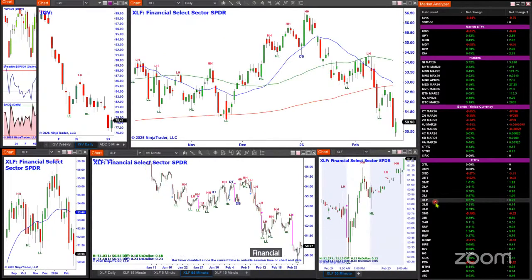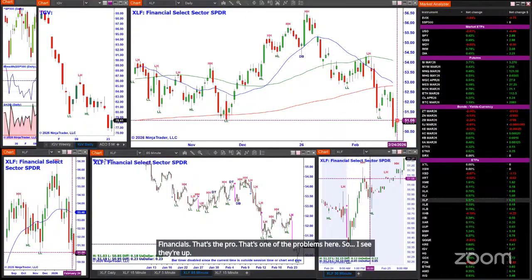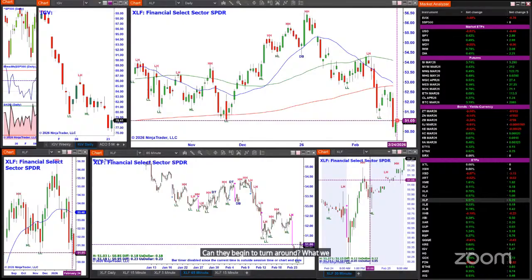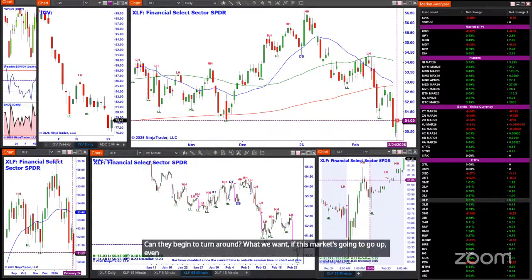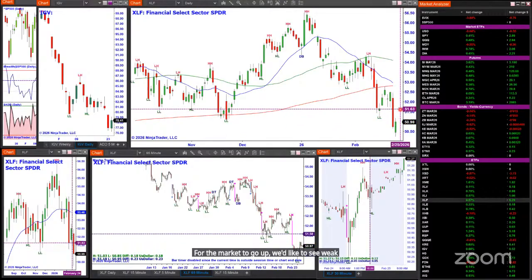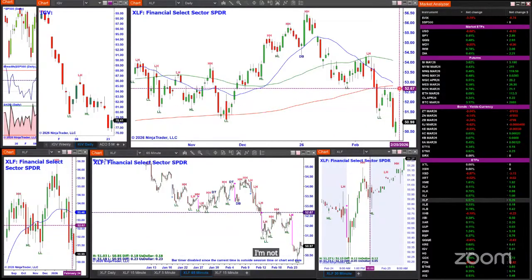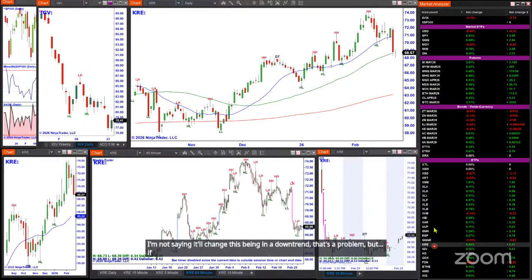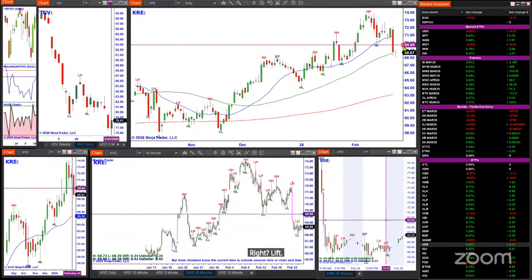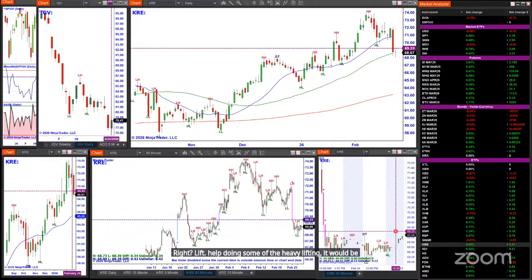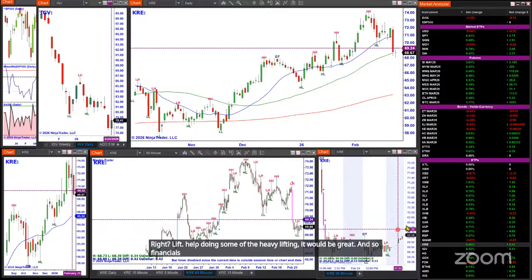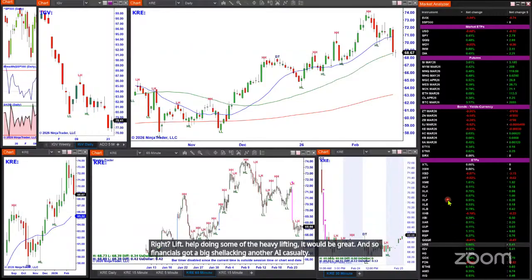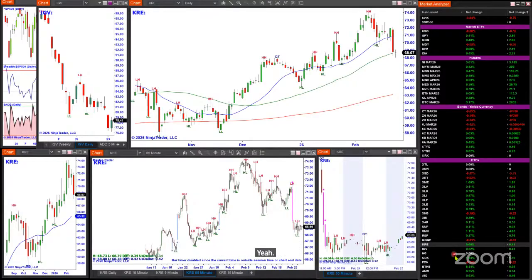Financials, right? That's one of the problems here. So I see they're up. Can they turn around? What we want, if this market's going to go up, even if I don't know if it can get through the top of the range, is to see weak sectors participate. I'm not saying it'll change this being in a downtrend. That's a problem. But if they can help do some of the heavy lifting, it would be great. Financials got a big shellacking, another AI casualty. And yeah, we'll see how it goes today.